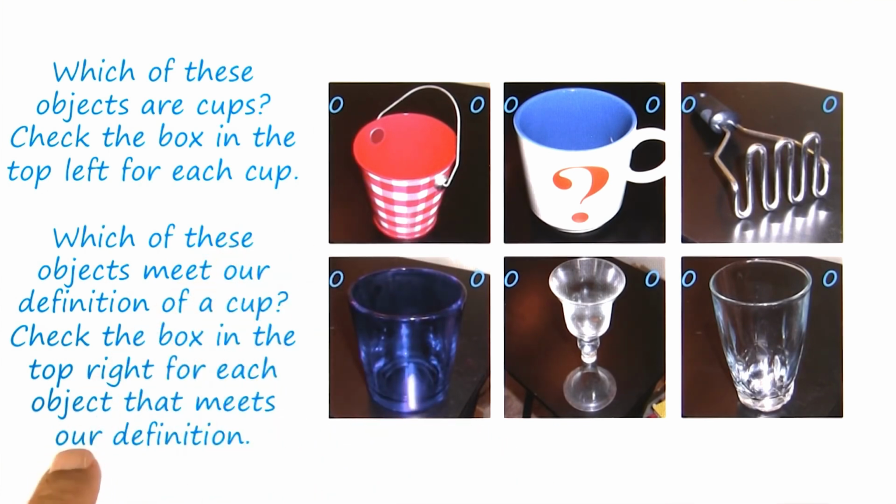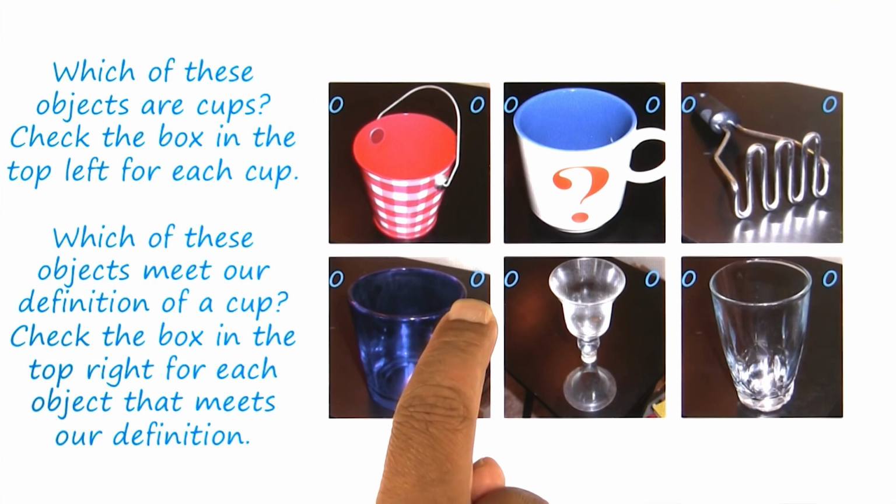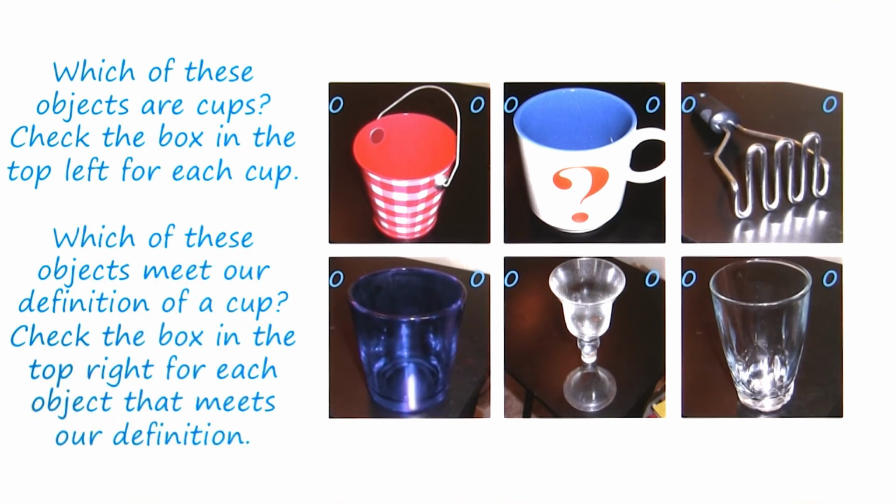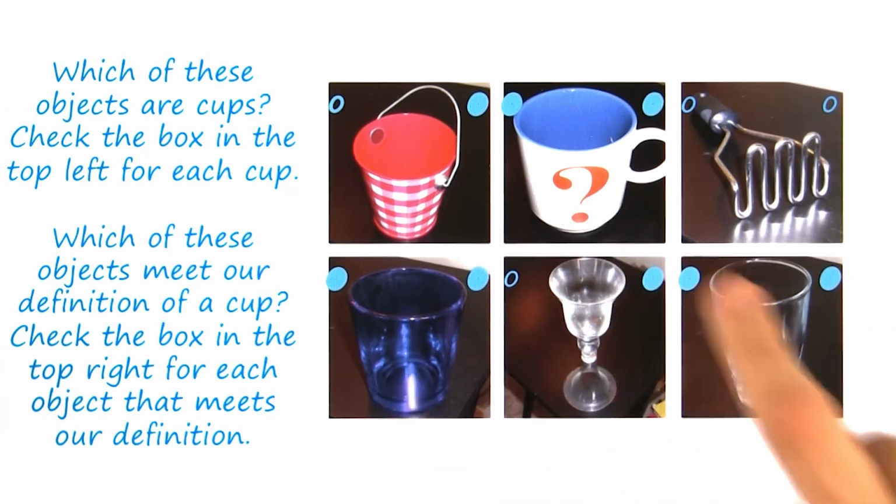The second question deals with the definition of a cup that we had on the previous screen. So mark the button on the right as solid if you think that that particular object meets the definition of the cup in the previous screen. What do you think, David? Which one of these is a cup and which one of these meets the definition of the cup on the previous screen? So according to my intuitive definition of a cup, 3 of these objects are cups.